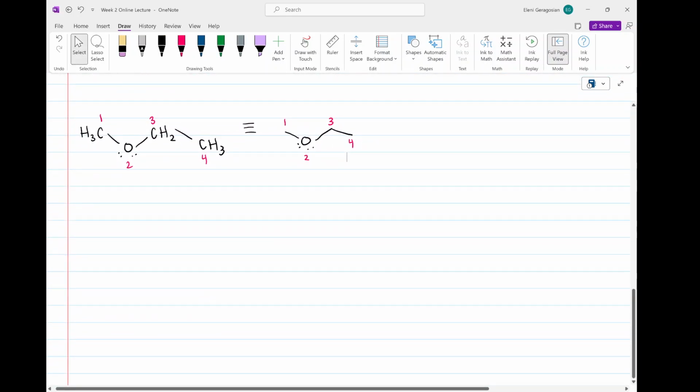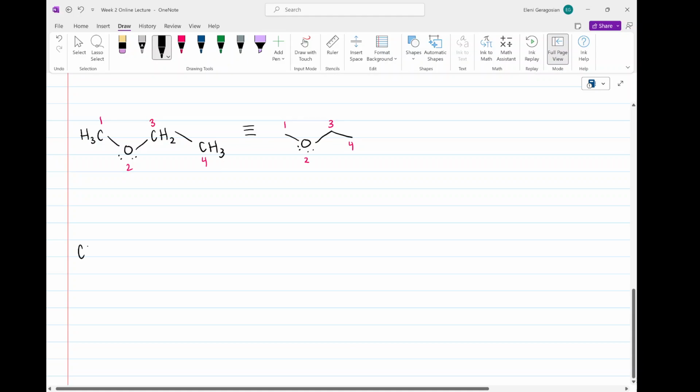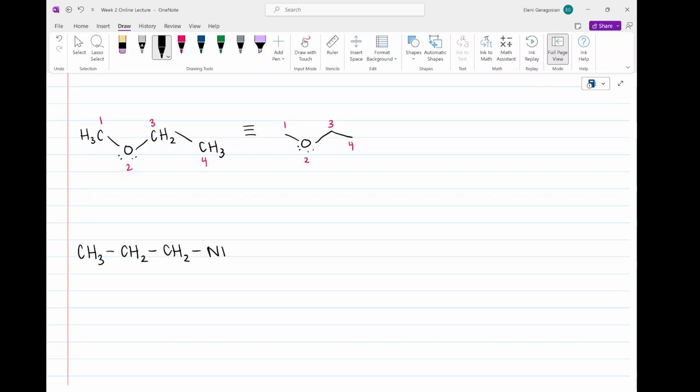Last one I'll do here is a molecule with nitrogen. So we'll have CH3, CH2, CH2, NH2. Well, starting left to right, we have 3 carbons. So this represents 3 carbons. 1, 2, 3. And then carbon 3 is bonded to a nitrogen.